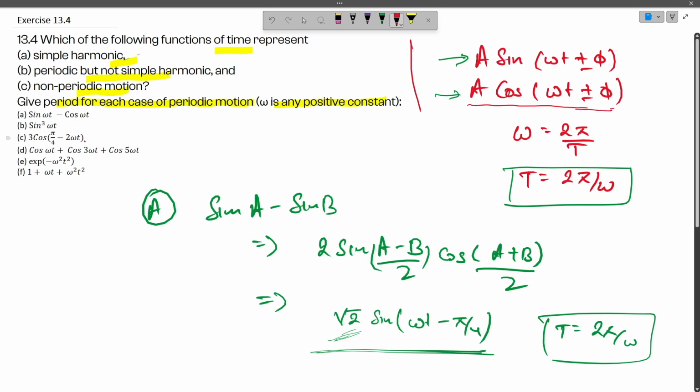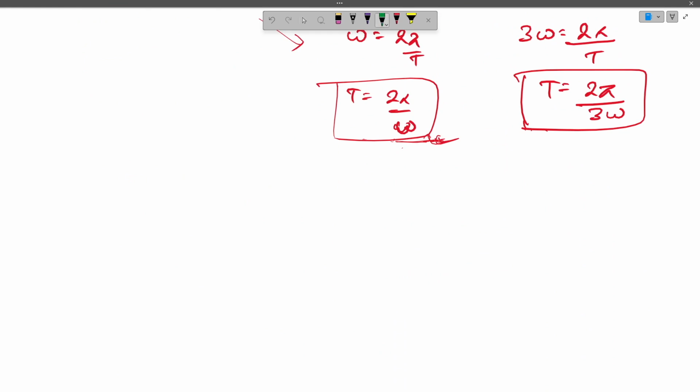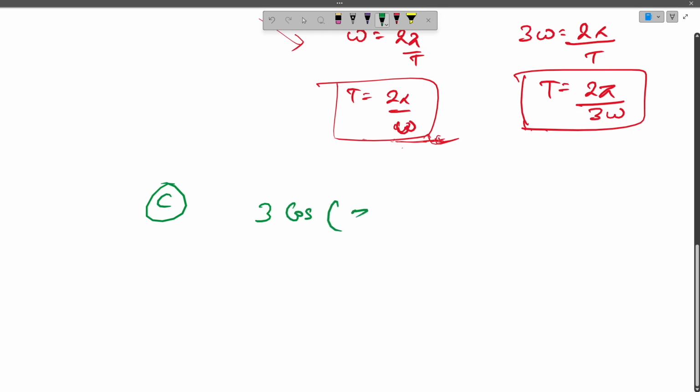So this is a simple harmonic motion indeed, and in order to find out the time period, we can relate the coefficient of time variable t with 2 pi by T. So let us go further. In the C question we have 3 cos(pi by 4 minus 2 omega t). Now in order to find out the time period, we need to take out the entire coefficient of time t. So 2 omega would be equal to 2 pi by T, where T is the time period. So T would be equal to pi by omega.